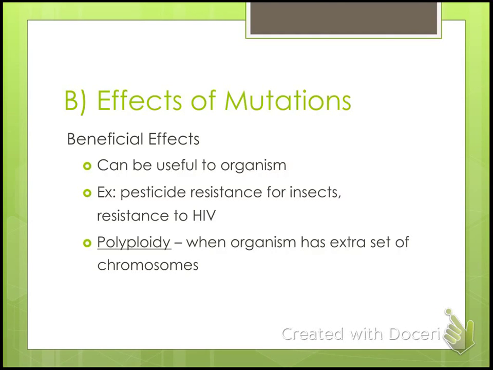But when we look at it from the perspective of the insects, this type of mutation, this resistance, is good for them. It allows them to eat, have more food. But humans are also finding that sometimes we're growing resistances to certain diseases, like HIV. These are good things. There's a term called polyploidy. I want you to know that. That's when an organism, because of mutation, gains an extra set of chromosomes. This can be beneficial in some ways.